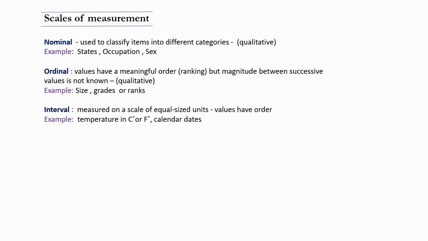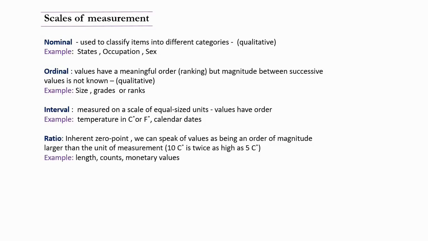When we come to interval scale, it has a specific order, but quantitative data is measured, like temperature, calendar dates, etc. The ratio scale is the most precise one. It has a clear-cut definition for 0. Examples are length of different cloth items, numbers or counts, monetary values, etc.